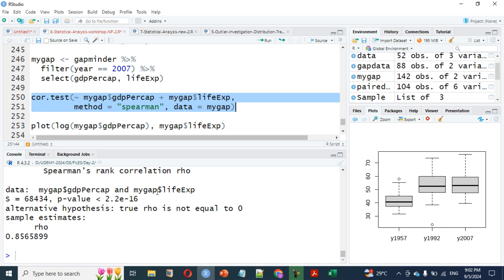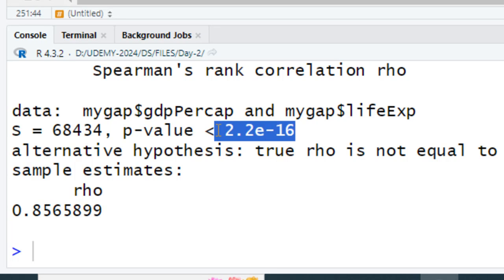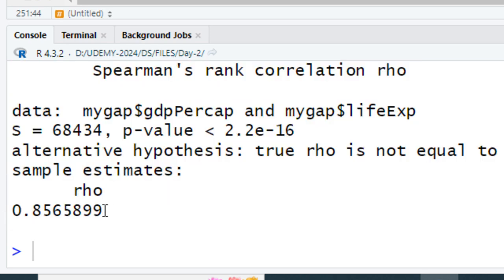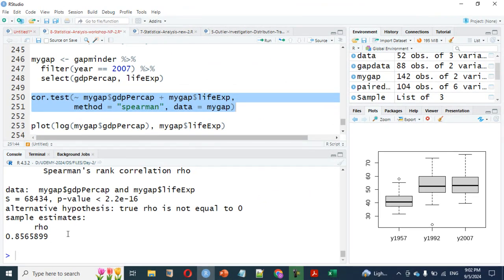I see the result here. This is significant, all right? In fact, our estimate is 0.85. These are our correlation now. Okay, so this is our R, 0.8565. That is approximately 86%. All right. So we have approximately 86%. That's what it means.